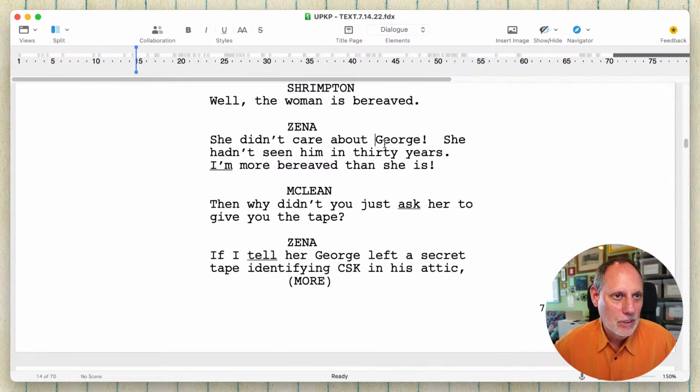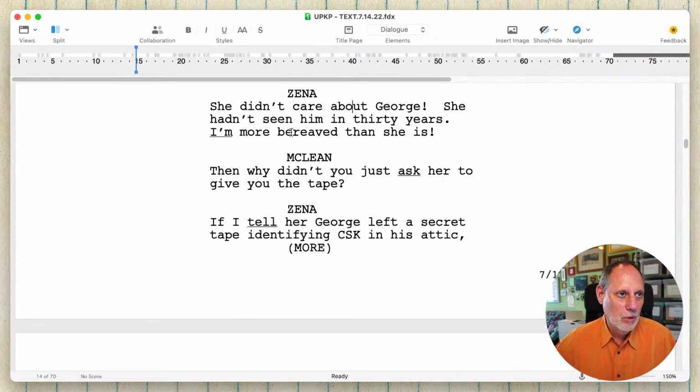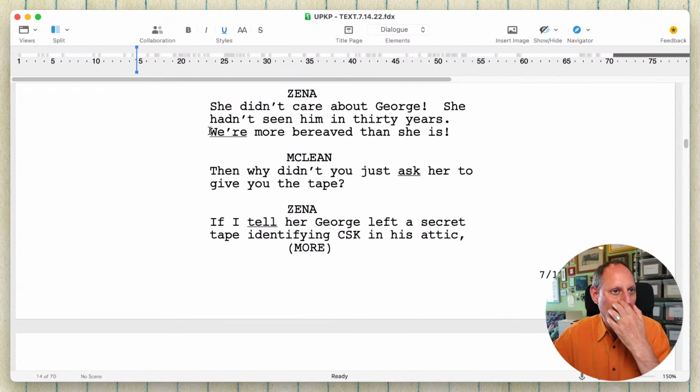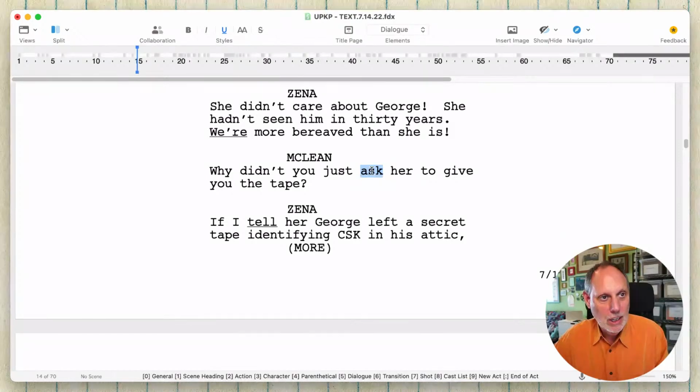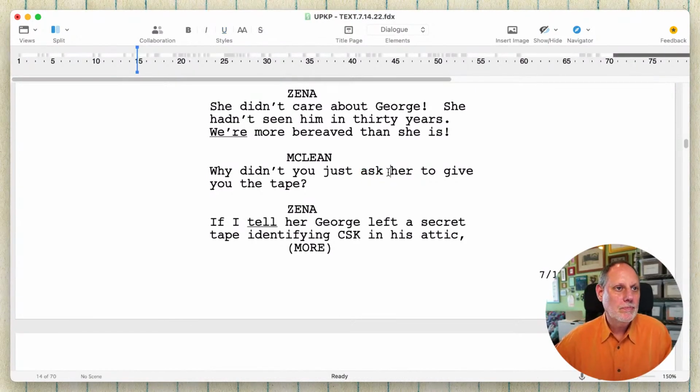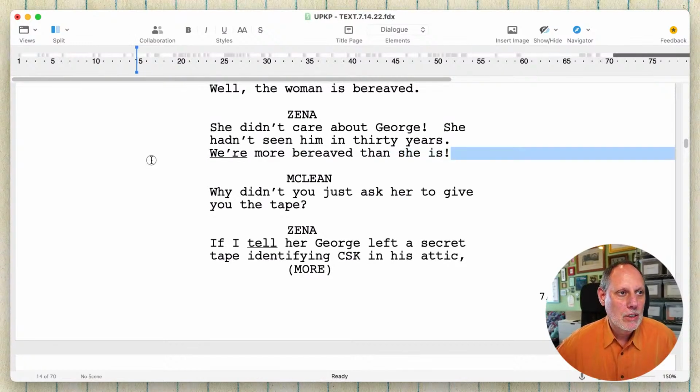Didn't care about George. She hasn't seen him in 30 years. Why didn't you just ask her? Not then. Just ask her to give you the tape. Do we need this? She didn't care about George. She hadn't seen him. We're more bereaved than okay.